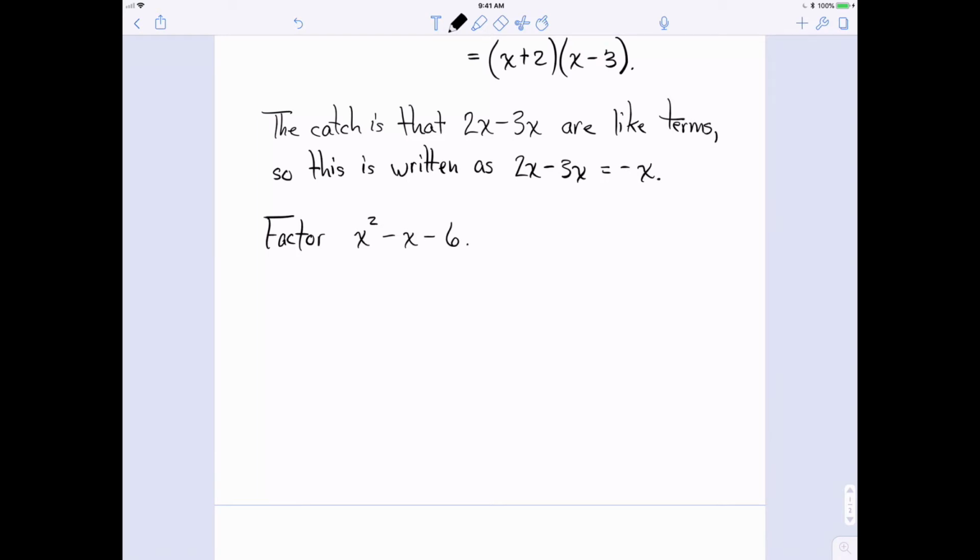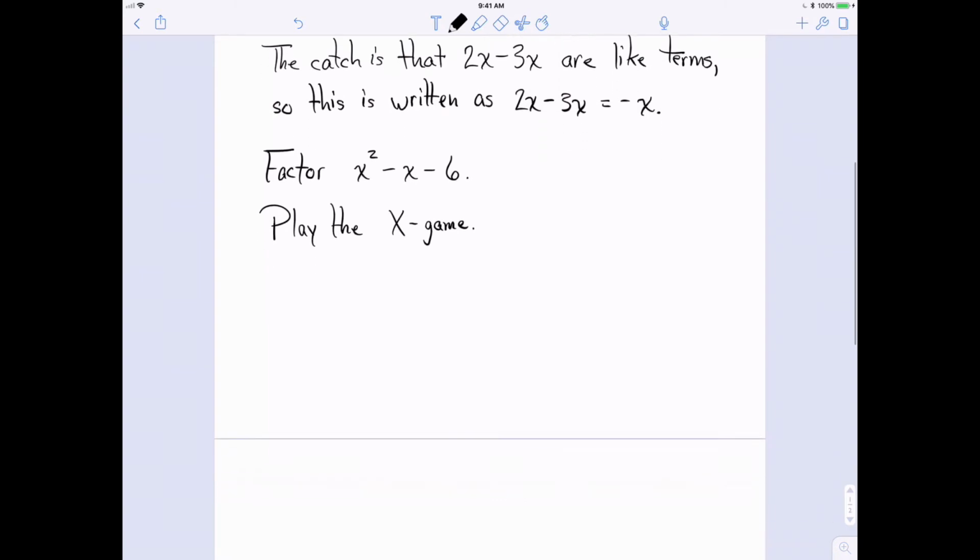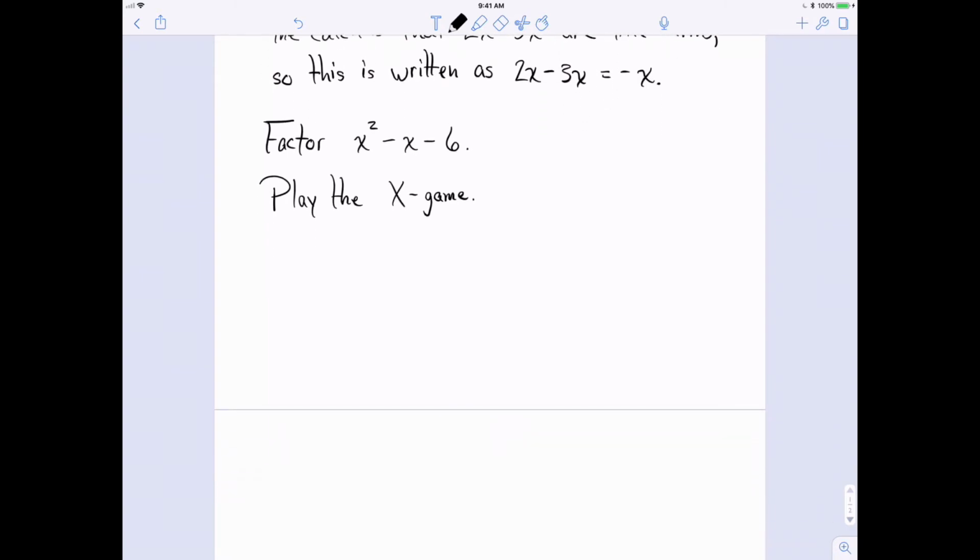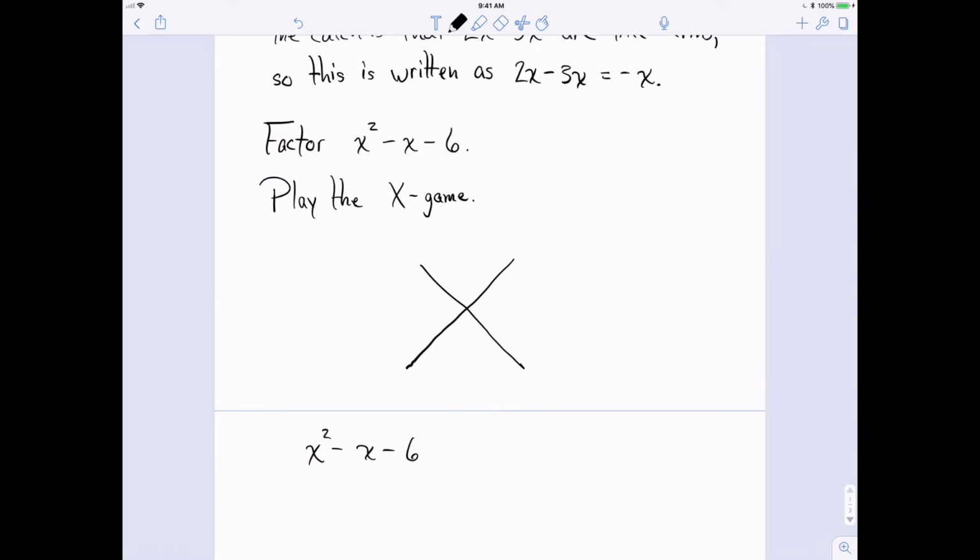Okay, so now the question is, how do we do that? Because we can't factor by grouping, since there's not four terms. So what we do is play the x game. And here's how it applies to our problem. I'm going to make a big X here, and I'm going to write my problem down below. And I'm going to include a few pieces.